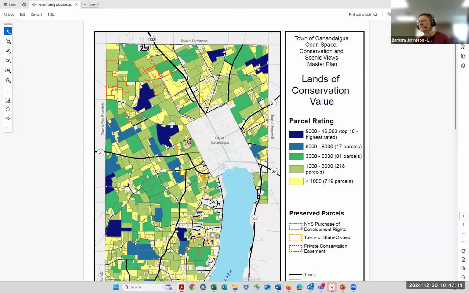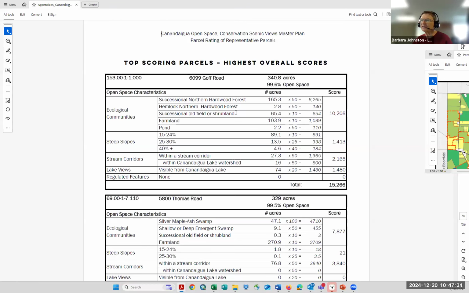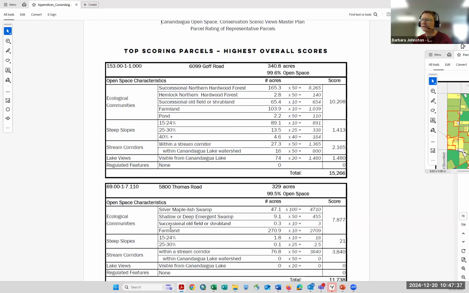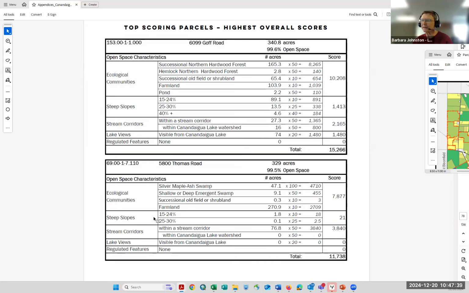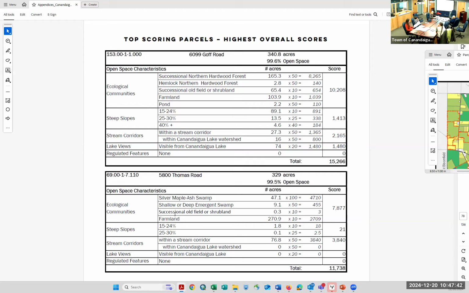You have a series of maps that show wetlands, lake views. You have all of those reference maps that show those things. Yeah, but the lands of conservation value map puts it all together. This map shows it all together by parcel. There's a spreadsheet that says for each parcel how many acres of all these things there are. Didn't you tell me when you created it that the largest parcels get the highest rating, but every parcel's in the database?